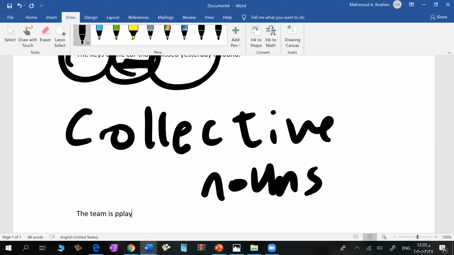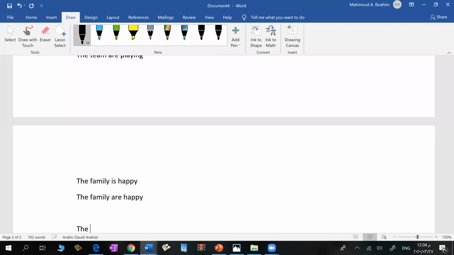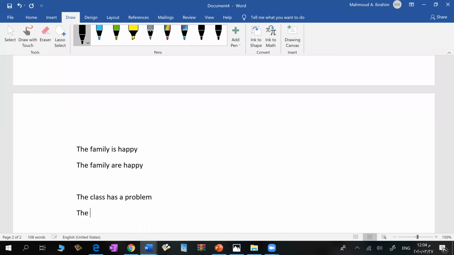The team is playing or the team are playing. You can say the team is playing because it's one team, or you can say the team are playing because there are so many players. The family is happy, or the family are happy. It's only one family, so you can use it as singular, or you can say the family are happy because it consists of family members: my father, my mother, my brothers and sisters, and so on. The class has a problem because it's only one class, or the class have a problem because this class consists of students.